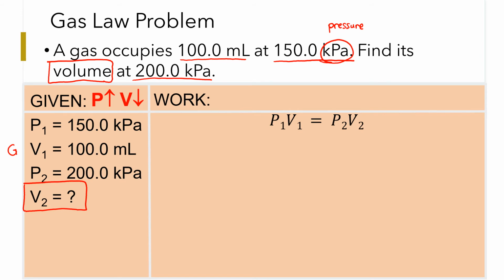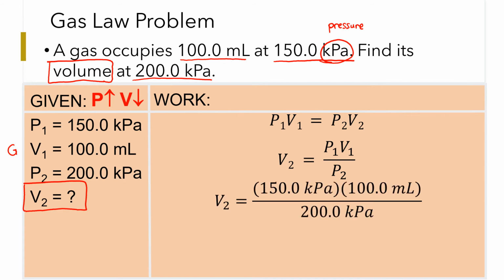So our equation, P1 V1 equals P2 V2. I am looking for V2, so I need to isolate V2 by dividing both sides by P2. So this gets us a rearranged equation: V2 equals P1 V1 over P2. Next step is to substitute. So we plug in our numbers. We notice that kilopascal cancels each other out, and we're left with the unit milliliters. I type this into my calculator, and I get V2 to be 75 milliliters.